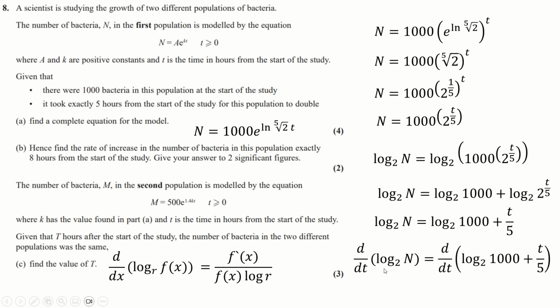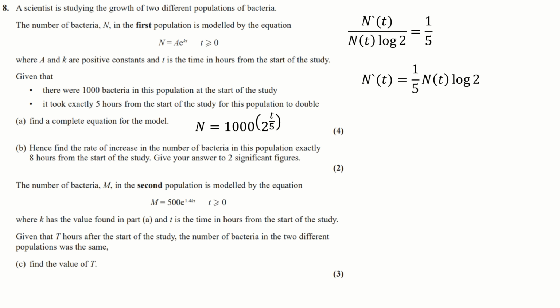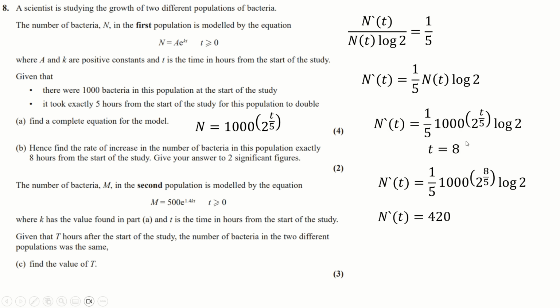This is quite cool. So this here is going to differentiate to the derivative of n divided by n times log of 2. So that's all quite cool. Cross multiply that over there. And yeah, this is good, because now I can just put this n that I found earlier into here and evaluate it. T is 8, and we'll get n dashed at that time is 420 to 2 sig figs.